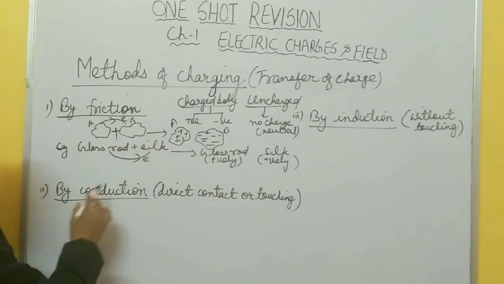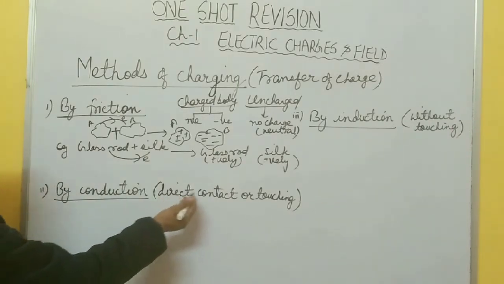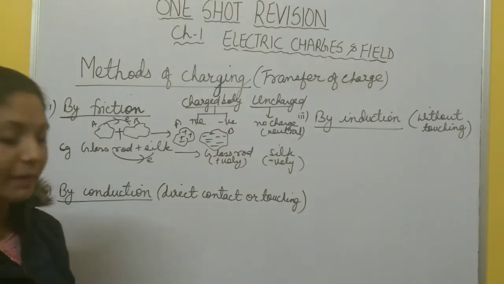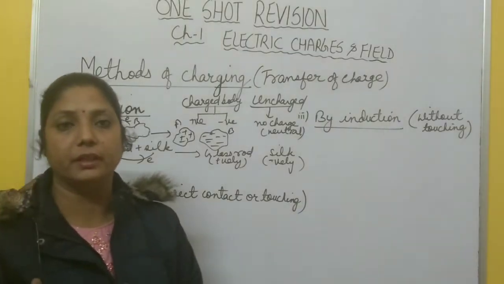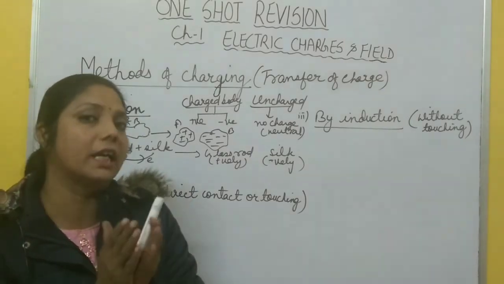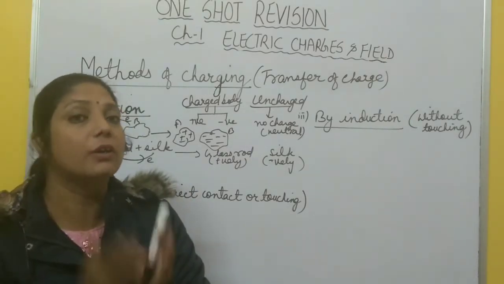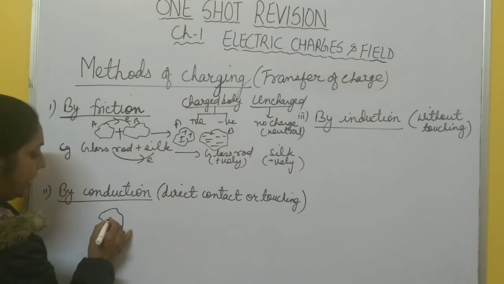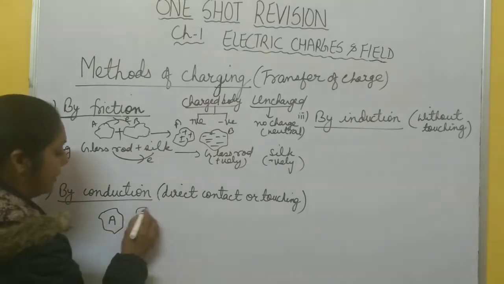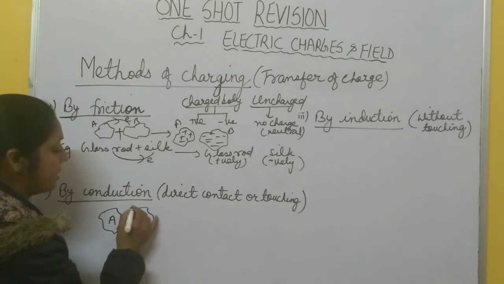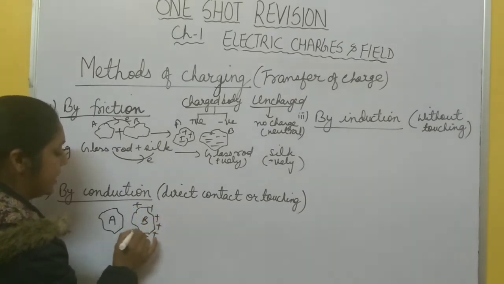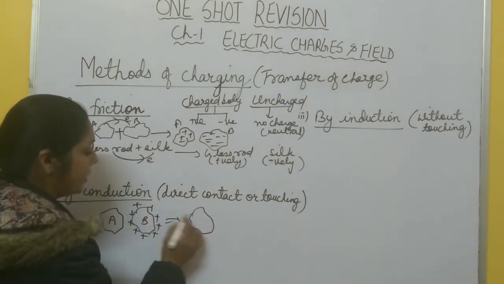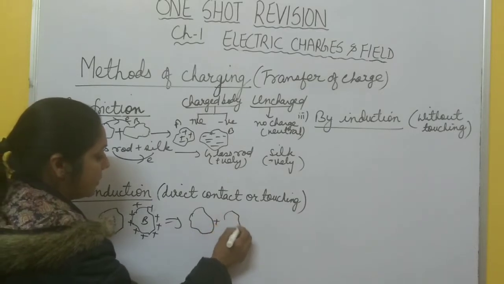Second one is by conduction method. Conduction method means direct contact or touching, right? In this one, when an uncharged body comes in direct contact with a charged body, then that uncharged body also gets charged with the same polarity, right? Suppose this body A is an uncharged body, and there is body B which is positively charged. This has positive charge. Now when these two bodies come in direct contact with each other, this one is body B.